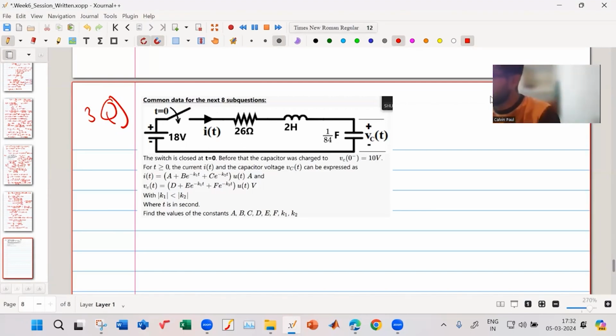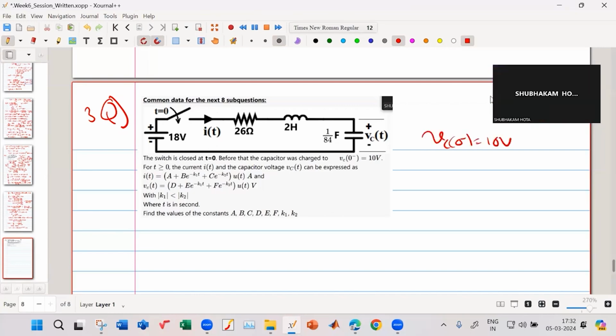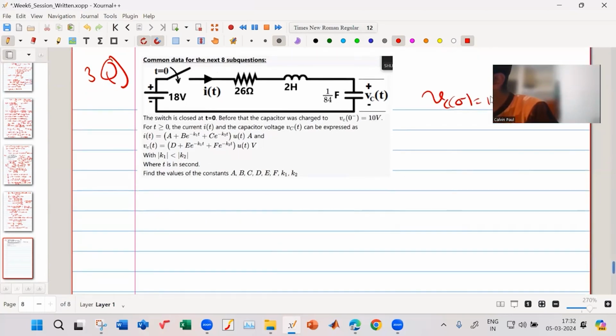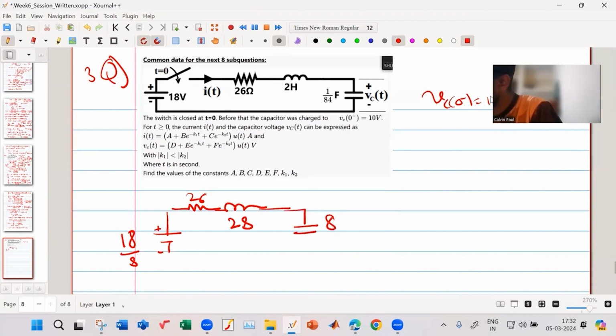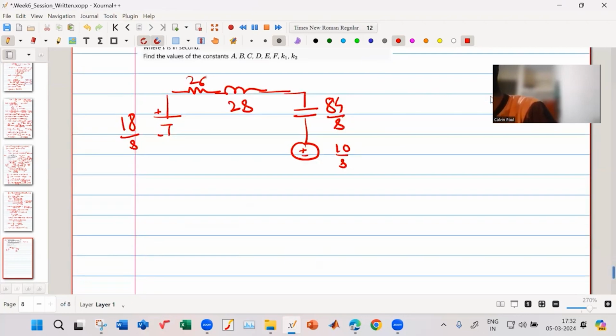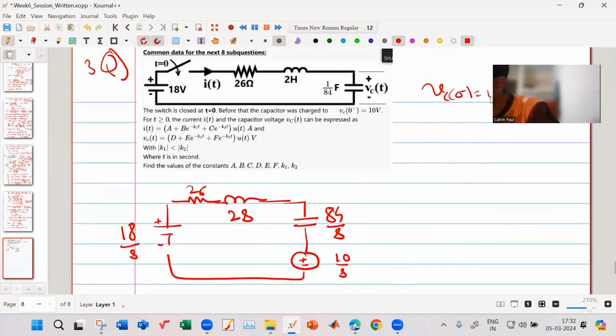Okay. So now I will convert this circuit. My VC of 0 minus is given to be 10 volt. It will become 26 ohm. This will become 18 by S. This will become 2S. This will become 84 by S. And this will become minus 10 by S because of the initial voltage across the capacitor. And this is my I of S.